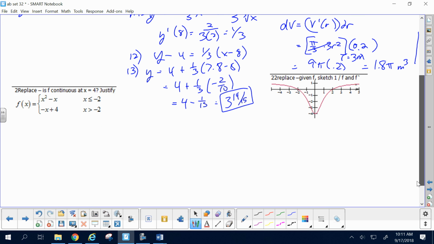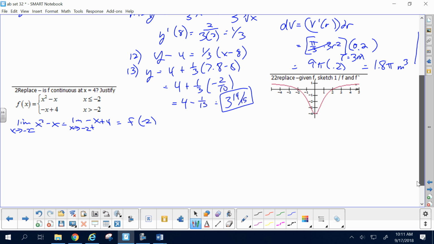I think it says 2 in place, but it's actually on the back side, isn't it? Yeah. All right, so by definition of continuity, focus on quality of work. The limit as x goes to -2 from the left would be x squared minus x. The limit as x goes to -2 from the right is -x plus 4, and that needs to equal the point itself, which is f at -2.